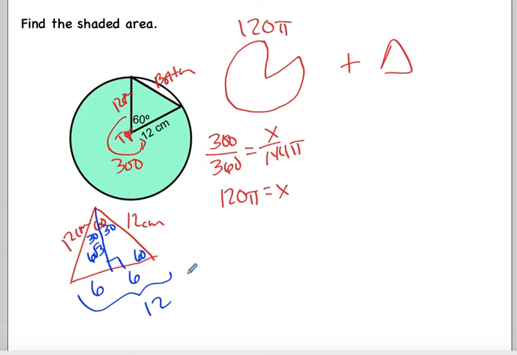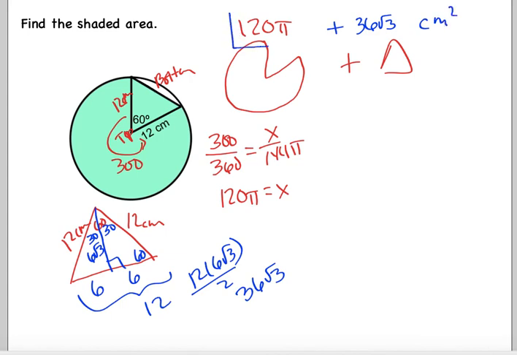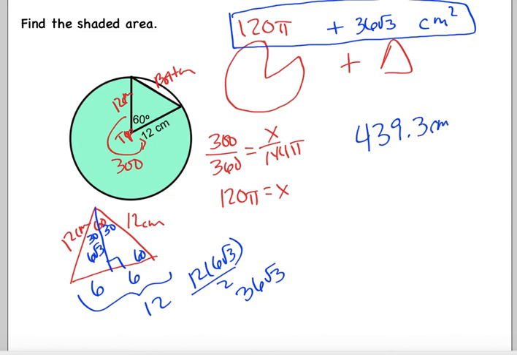So for the triangle area, we're going to do base times height divided by 2. So this is going to give us 36 root 3. So that'd be centimeters squared. So this would be the exact form of the answer. And if you wanted to approximate that to a decimal, it would be about 439.3 centimeters squared.